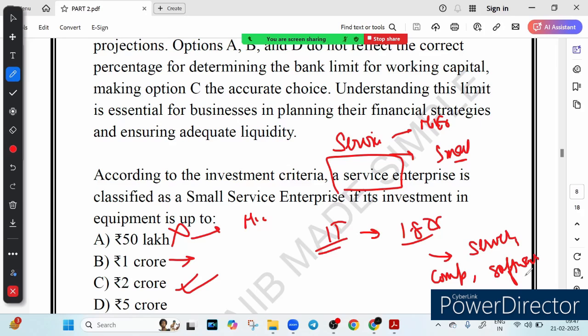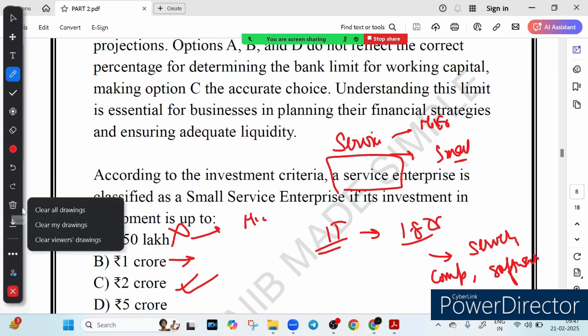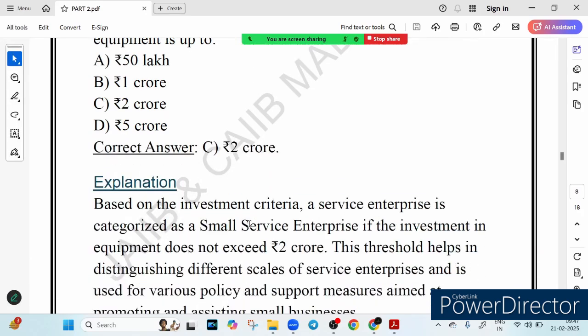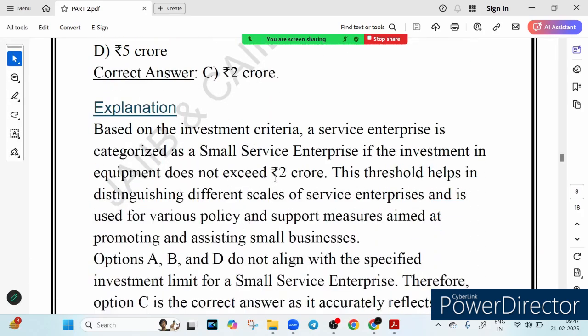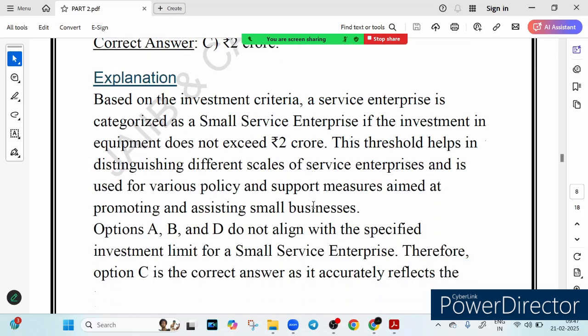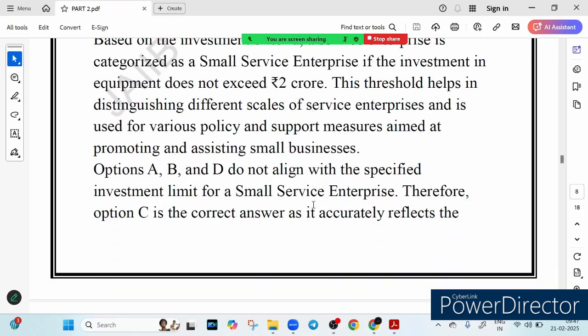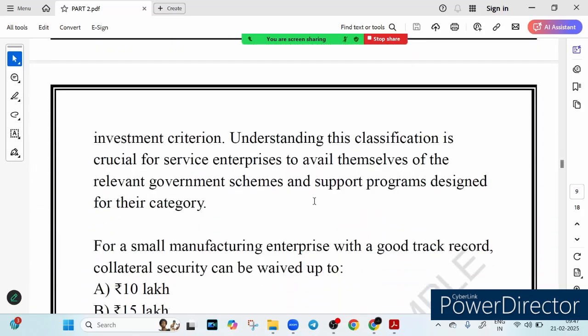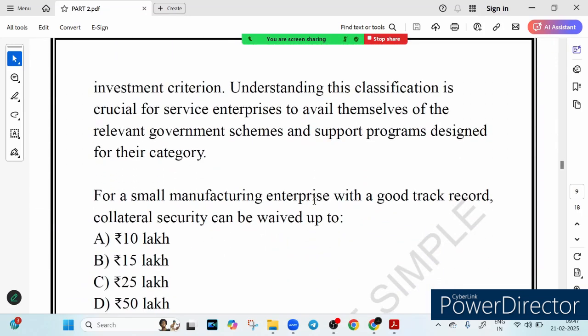So what we learned from this question? We learned that a small service enterprise means investment in equipment up to 2 crore. Right. A small service enterprise means investment in equipment up to 2 crore. And micro enterprise have lower limit while medium enterprise have higher limit. So for example, if an IT firm invests 1.5 crore in equipment, it qualifies as a small sector enterprise. I hope this makes the concept clear. Now let's see the next one.